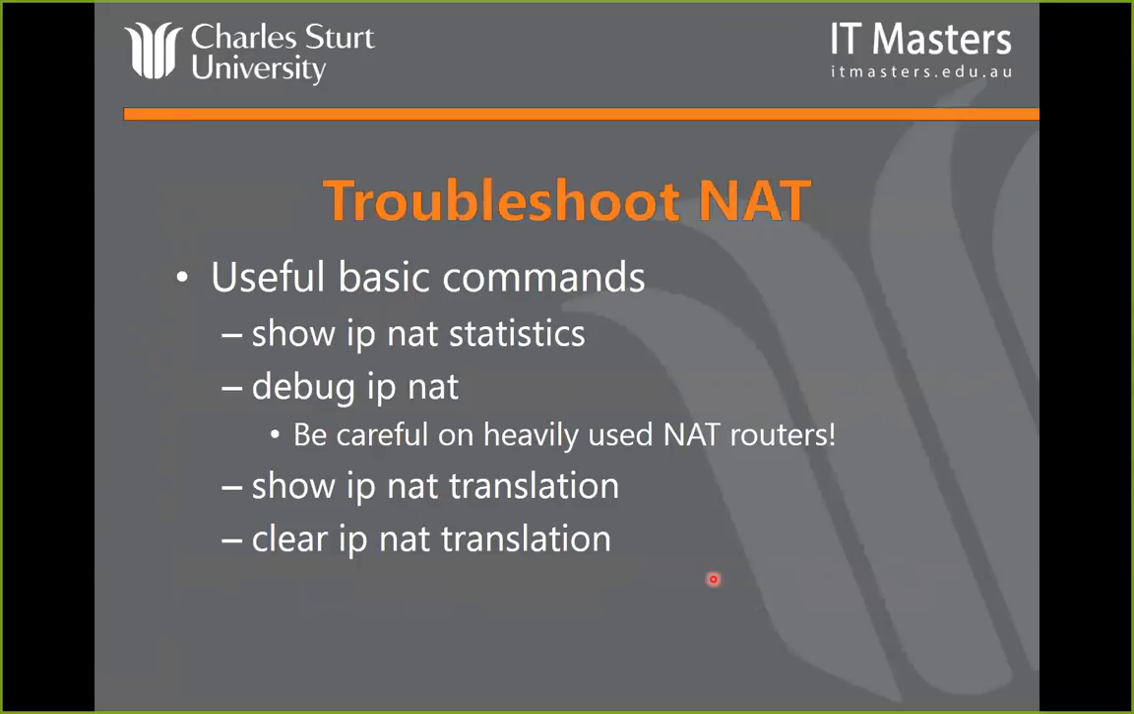Okay, so just some quick notes on troubleshooting NAT. Some basic commands that you can use: show IP NAT statistics, debug IP NAT. Be careful using that on heavily used NAT routers, unless you're going to also specify an access list on that. And why I say that is, if you've got an internet-facing router which has got a lot of translations on it, and you type in debug IP NAT, you'll overwhelm the router and it'll die. Because it's writing all those messages to the console, taking out processing, lots of bad things can happen.